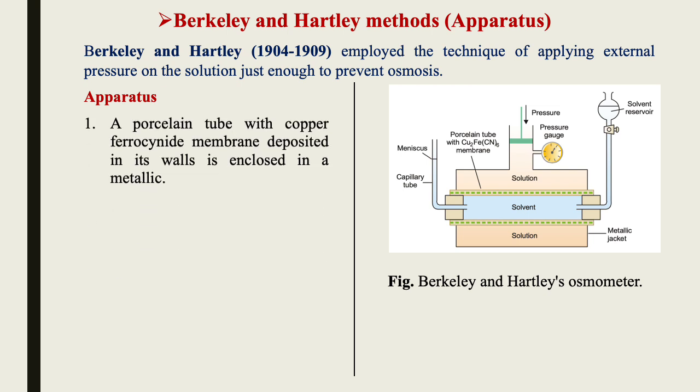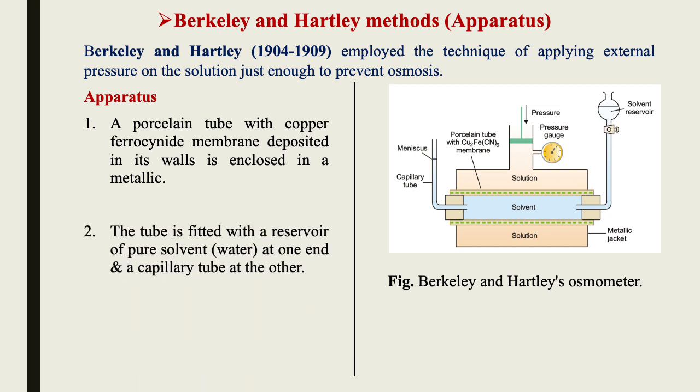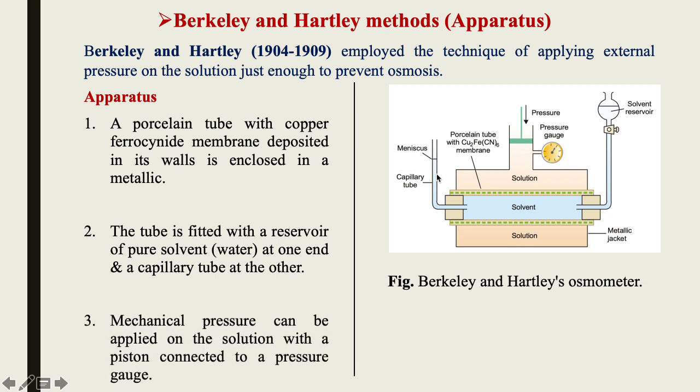The apparatus contains a porcelain tube with a copper ferrocyanide membrane deposited in its wall, enclosed in the metallic jacket. The tube is fitted with a reservoir, as you can see, and on the right-hand side you have this solvent reservoir with water at one end, and the capillary tube at this end should be open at the other end. Here you apply mechanical pressure on the solution with a piston connected to the pressure gauge. On the pressure gauge you can see how much pressure we are applying, that is the mechanical pressure.